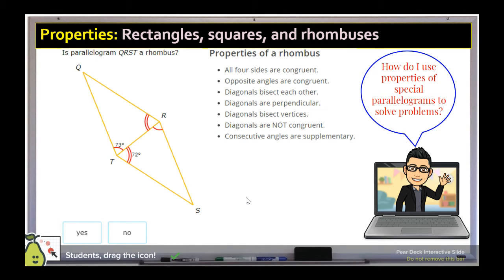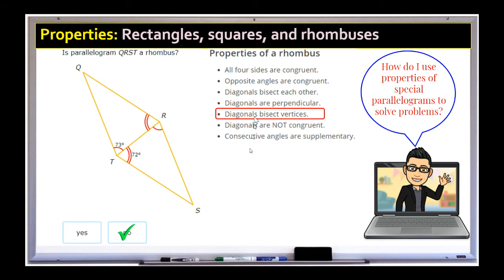Next one, is this a rhombus? Okay, so to be a rhombus, the diagonals have to bisect the vertex angles. So it has to cut R in half and it has to cut T in half. But according to this picture, the two angles are actually different. One is 72 degrees and one is 73 degrees. So it is not a rhombus.